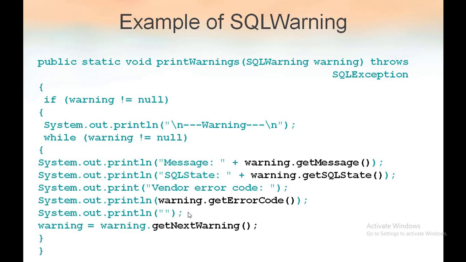Example of SQLWarning. public static void printWarnings. In printWarnings, I have passed an SQLWarning object and it throws SQLException. If warning is not equal to null, meaning if it has a warning, then we are printing the warning. warning.getMessage, warning.getSQLState, warning.getErrorCode. These are used to get the message, the SQL state, and the error code. Last is getNextWarning, which is used to get an additional warning.